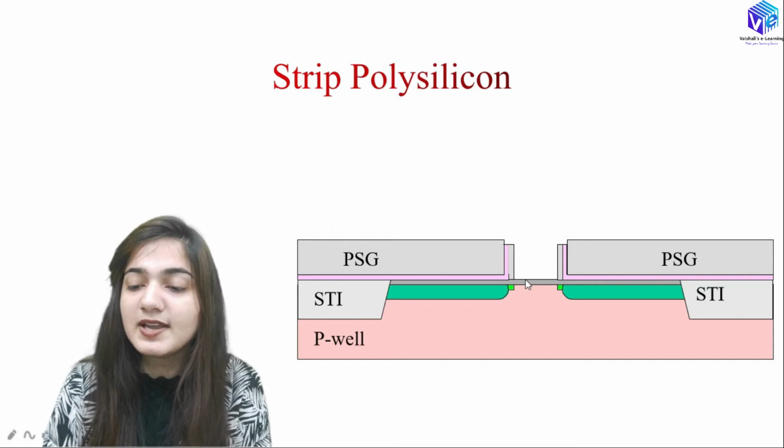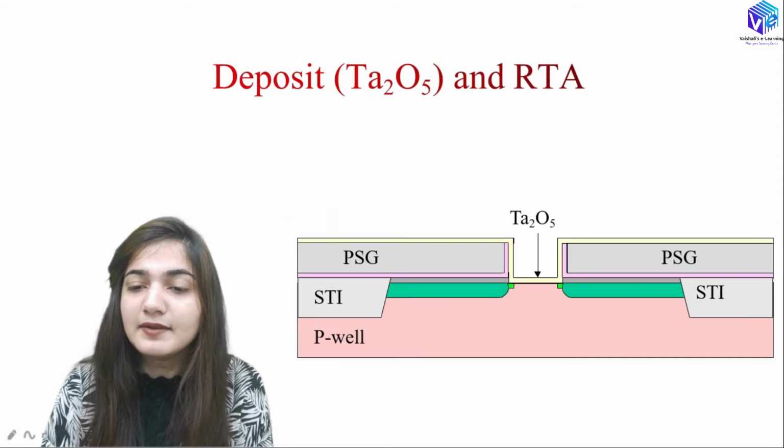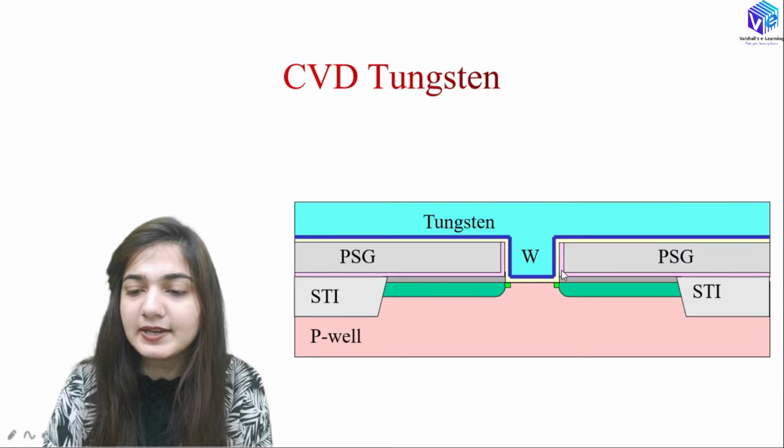So there would be less problem of alignment. You can see here we have used a lightly doped drain as well. So after that we are going to strip off the oxide layer, right? Here we have stripped off the oxide layer as well, and then we can deposit the tantalum oxide. So Ta2O5 is going to deposit over here, and then we are going to do the rapid thermal annealing.